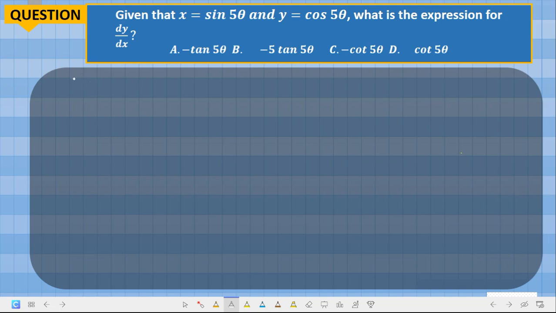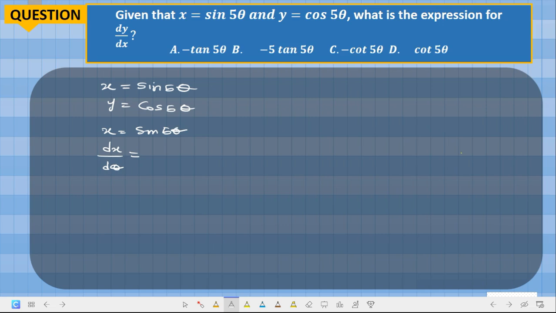Now this function, if you are given s is equal to sine 5 theta and then y is equal to cos 5 theta, what you normally do is differentiate s with respect to theta and differentiate y with respect to theta. So taking the first one, s is equal to sine 5 theta. Differentiating s with respect to theta, you write ds/d theta. That is the meaning.